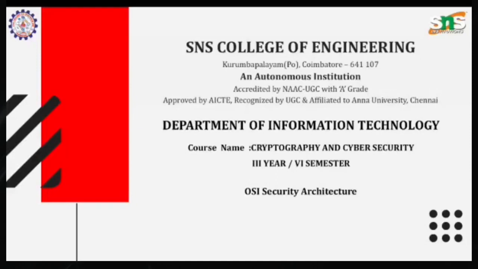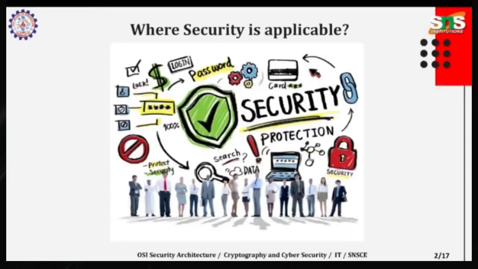Next we are going to see about OSI security architecture. So where do we have to provide the security? Wherever we are handling the data digitally, it's our duty to provide protection to that data. We have to keep all the data in a secured manner. If you are transferring a message from one person to another, then we have to provide security for the network. If you are keeping all the information in a laptop or desktop, then we have to give protection to that data. If you are storing the data in a database, then we have to provide security to the database.